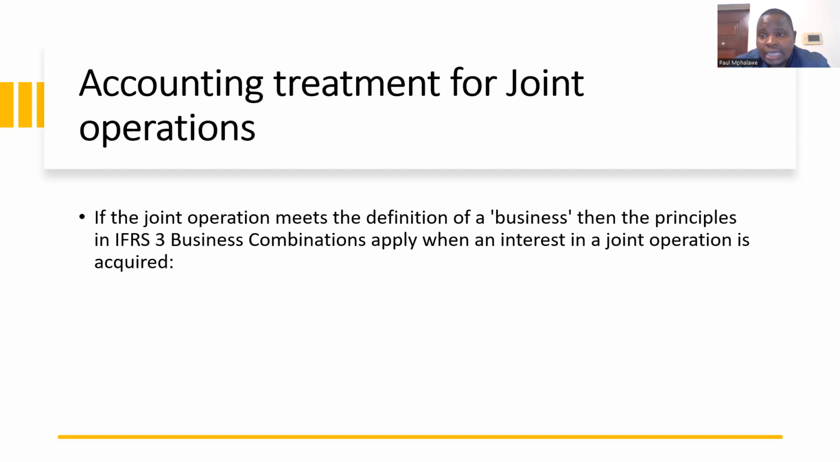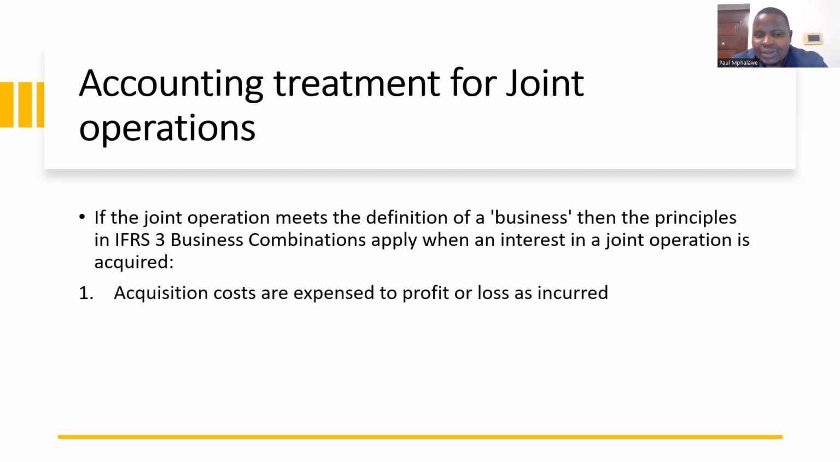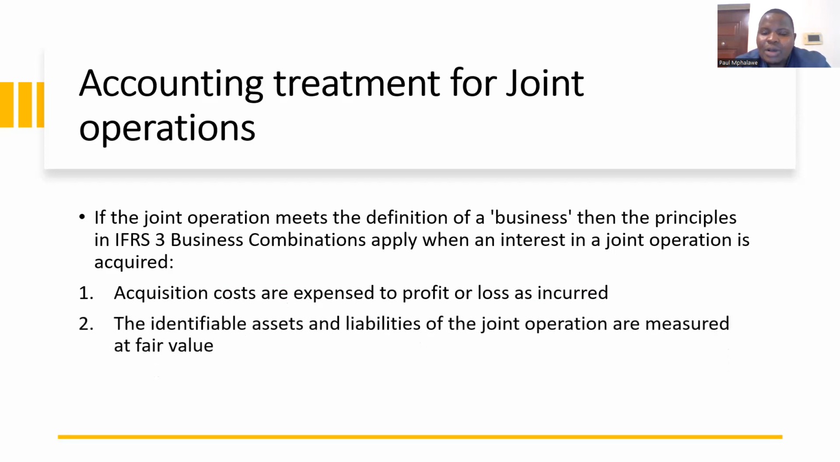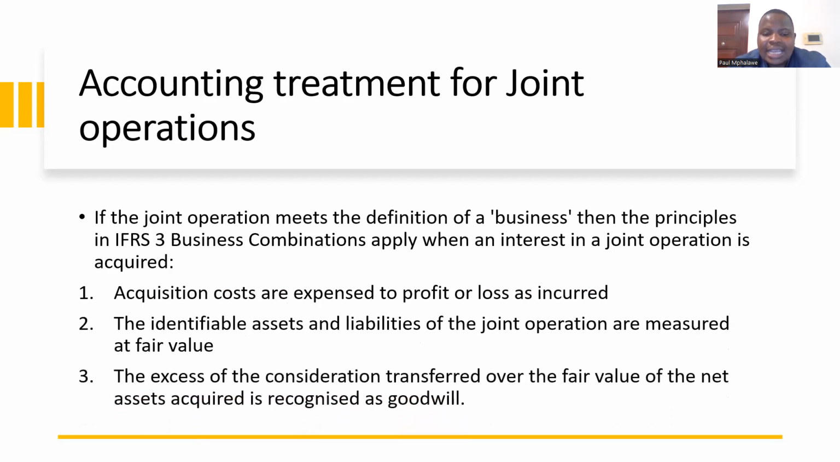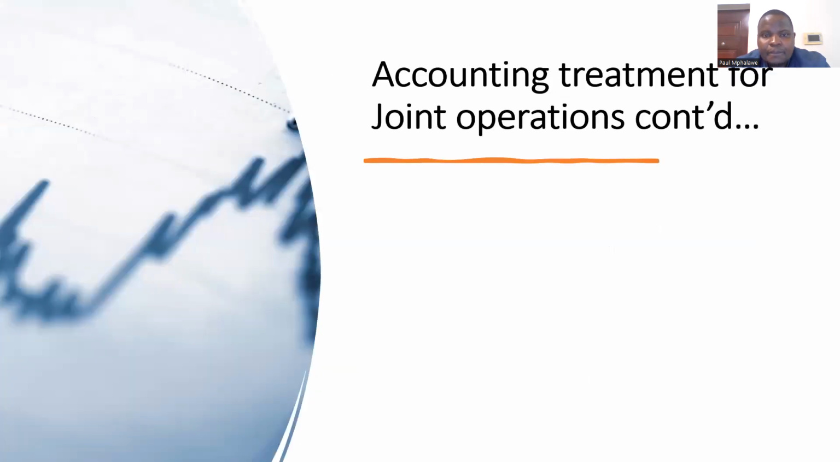Okay, we looked at IFRS 3 business combination in our previous discussion. So if you haven't gone through that video, please go through and make yourself aware of what IFRS 3 entails. So number one, acquisition costs are expensed to profit and loss as incurred. Number two, the identifiable assets and liabilities of the joint operation are measured at fair value. And number three, the excess of the consideration transferred over the fair value of the net assets acquired is recognized as goodwill. Okay.